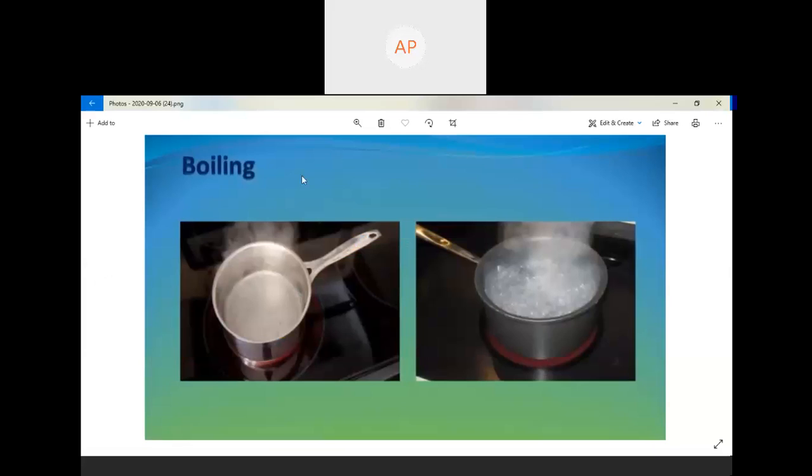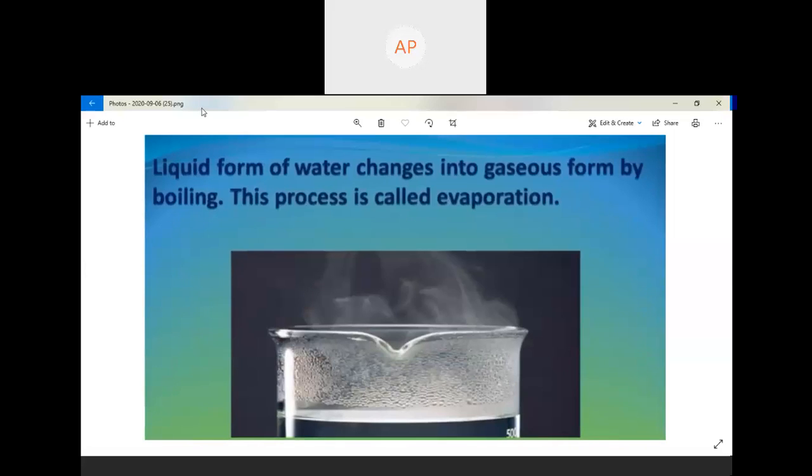Okay, now let's see one small activity. This you can try at home. For example, take a pan with water and boil it. What happens? We will see the steam coming out, right? And there will be a reduction in the level of water. So the liquid form of water changes into gaseous form by boiling. This process we call evaporation.